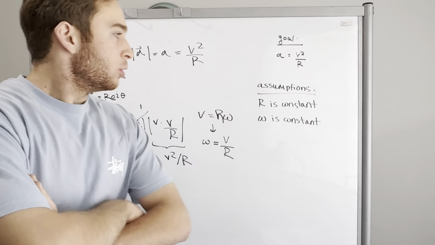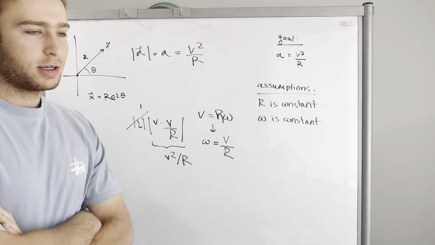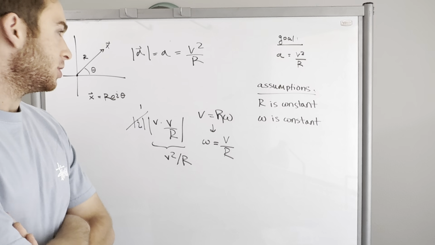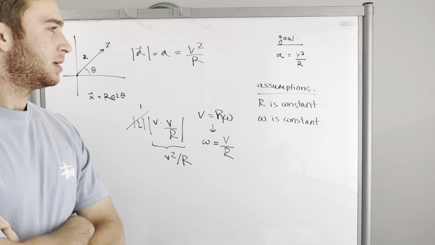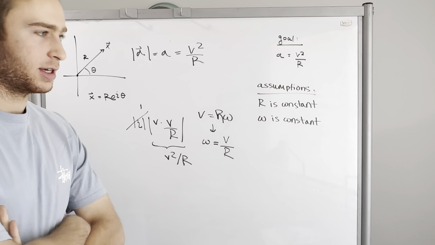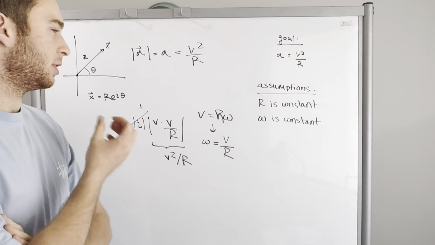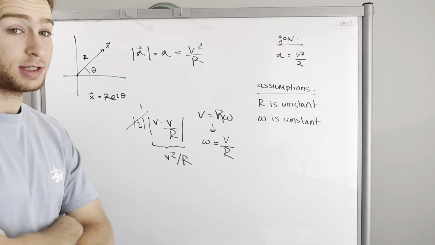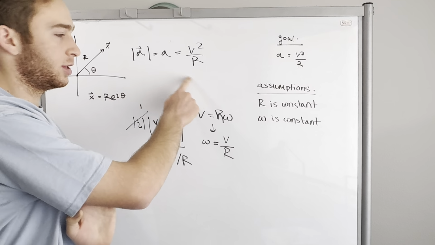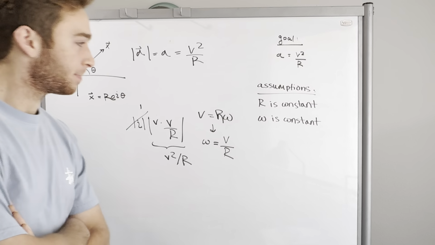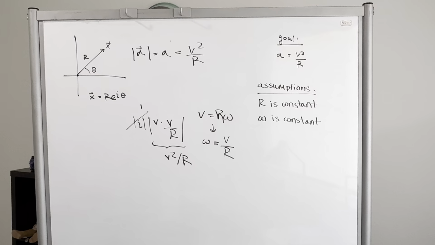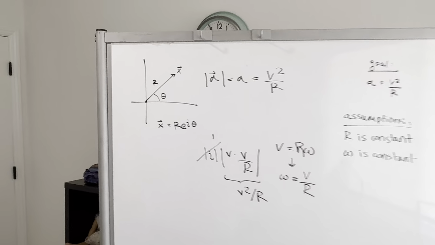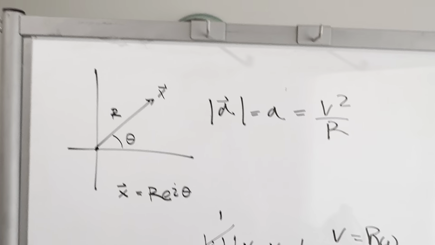Some people will prove this a little bit differently, geometrically, without using complex numbers. But I like to do it this way because I feel like it's really simple. It just comes from taking derivatives and switching up your coordinate system. But yeah, that's how you get a equals v squared over r using complex numbers. So it's easier to see.